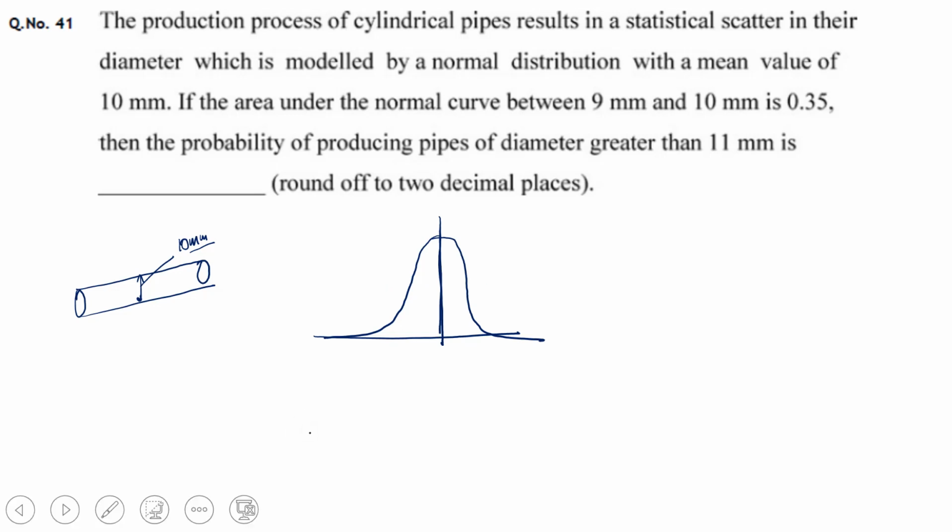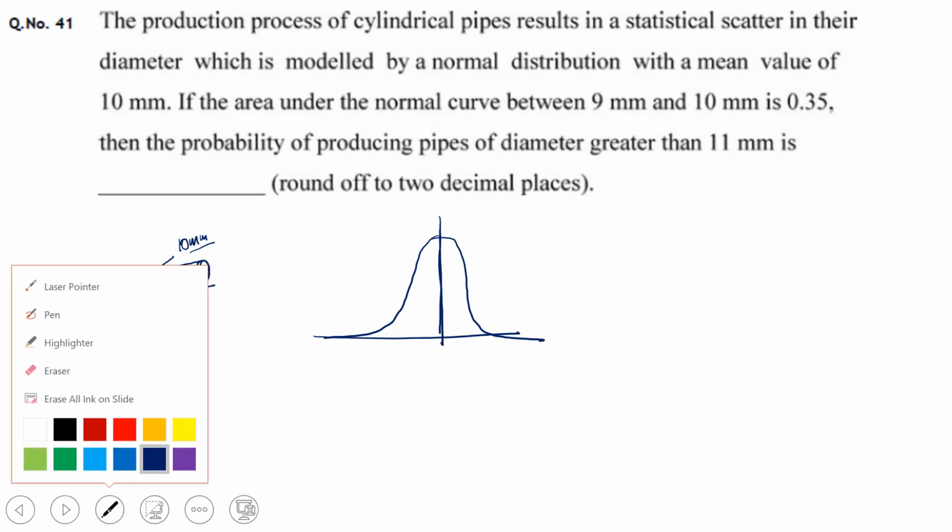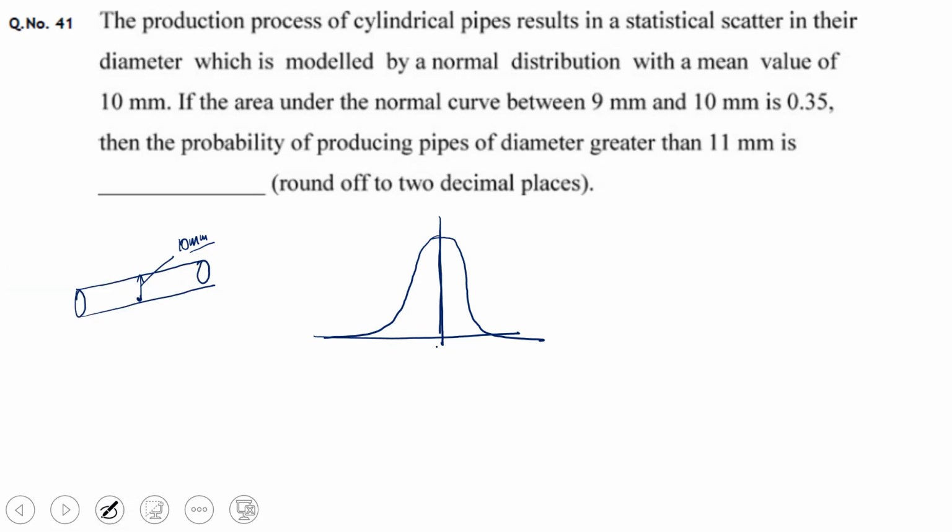Now guys, see, one more piece of information is given here. Suppose the mean value is 10 mm, and the area under the normal curve between 9 mm and 10 mm is given. On the left-hand side it will be somewhere around 9 mm, so let it be 9 mm. There is a difference of 1 mm, so on the right-hand side there will also be a difference, and it will have an 11 mm diameter, right? Because these two are equal.